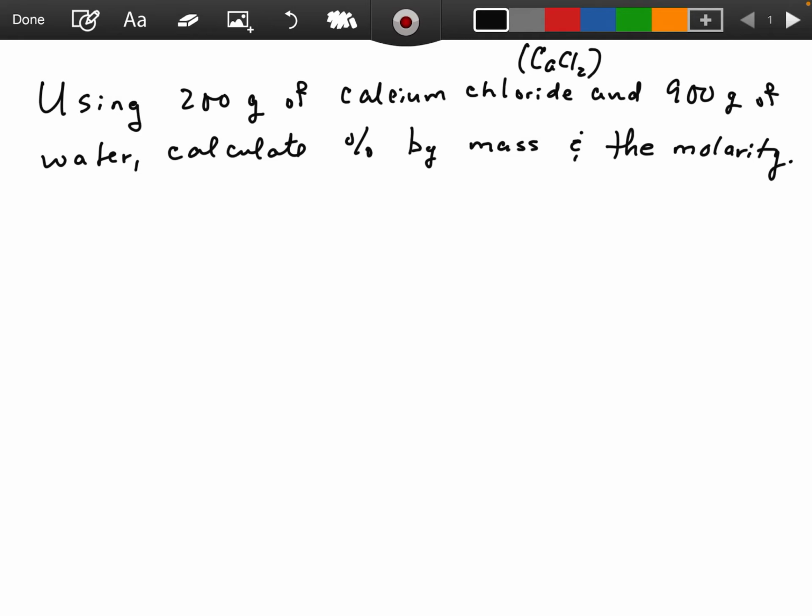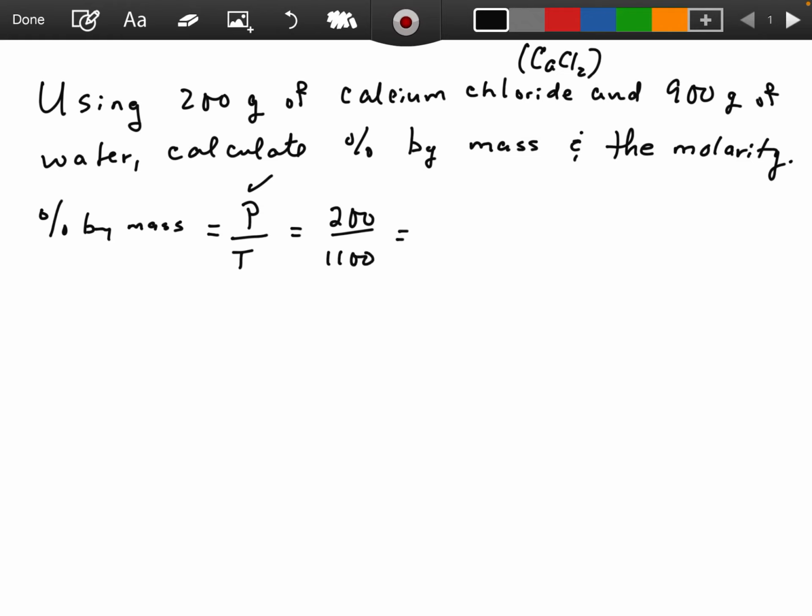So for percentage by mass, and I need these to be worked neatly, for every single one of the percentage by mass calculations you do, I need you to write down part over total. I must see this right here to get full, complete credit. And then the part is going to be the 200 grams, and the total is going to be 1100 grams.